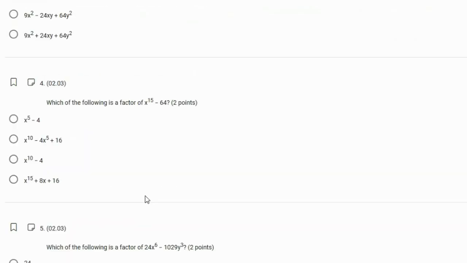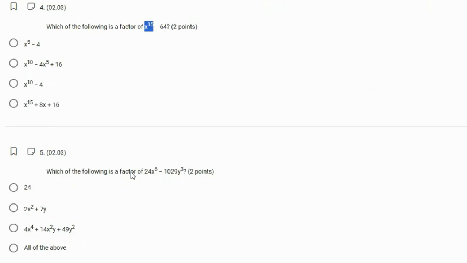Which of the following is a factor of 27x to the third plus 512y to the third? Which of the following is a factor of x to the 15th minus 64? X to the 15th, is that a cube? Yes, it's x to the 5th times x to the 5th times x to the 5th. Don't forget that. Our rules for exponents mean we can take x to the 5th times itself 3 times. And which of the following is a factor of this?